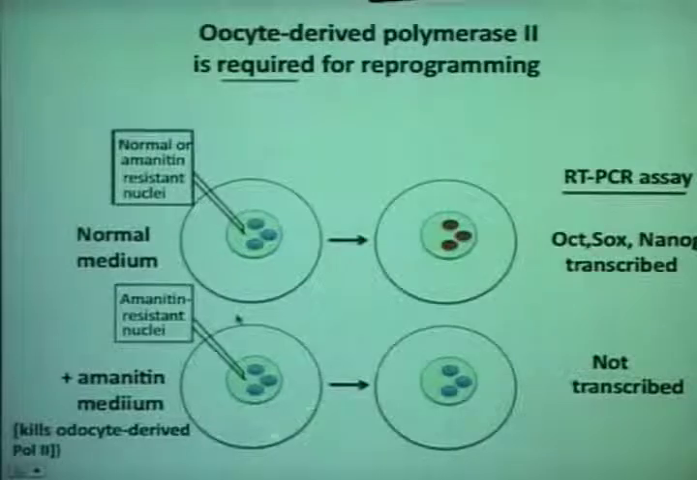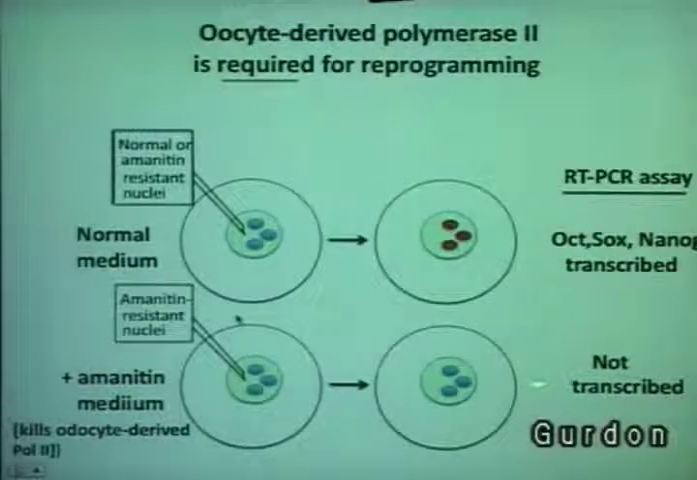And if you look for the normal reprogramming indicated by the transplanted nuclei becoming red, expressing these genes, that is eliminated by alpha-amanitin when you use alpha-amanitin-resistant nuclei. So these implanted nuclei will have functional polymerase. The oocyte, sorry about the spelling, the oocyte will have its polymerase eliminated, and that eliminates the transcriptional reprogramming. So we know that the oocyte has to provide this large abundance of its polymerase for this reprogramming to take place.